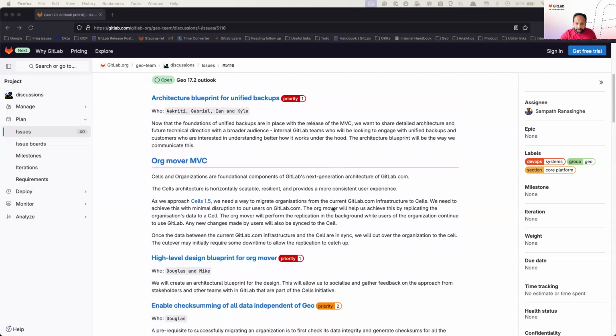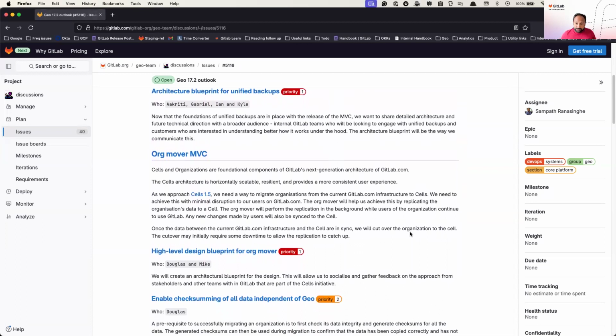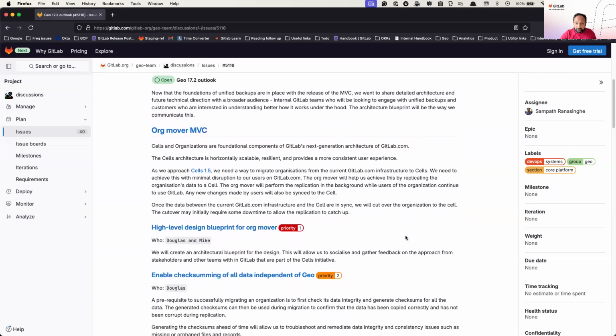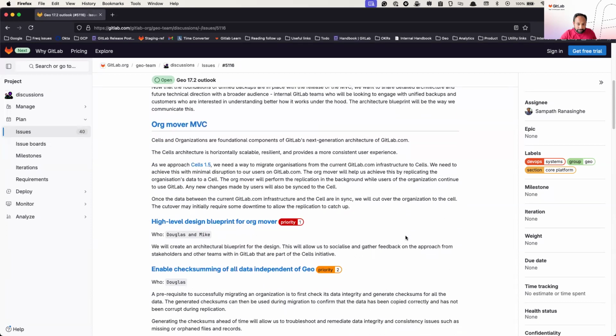Next up, it's Org Mover, and we're working on the MVC for the Org Mover, and there are a couple of parallel tracks that we're working on with respect to the Org Mover. But a little bit about what Org Mover is first and why it's important.